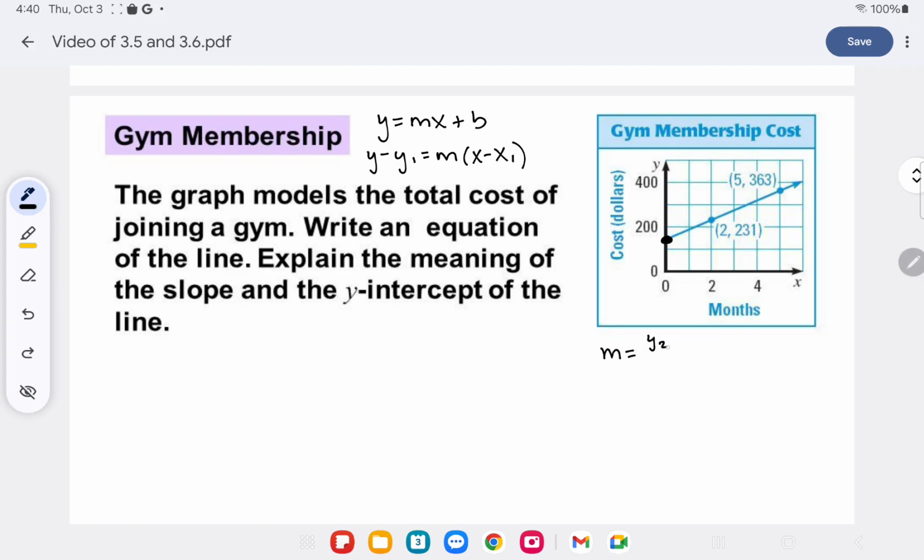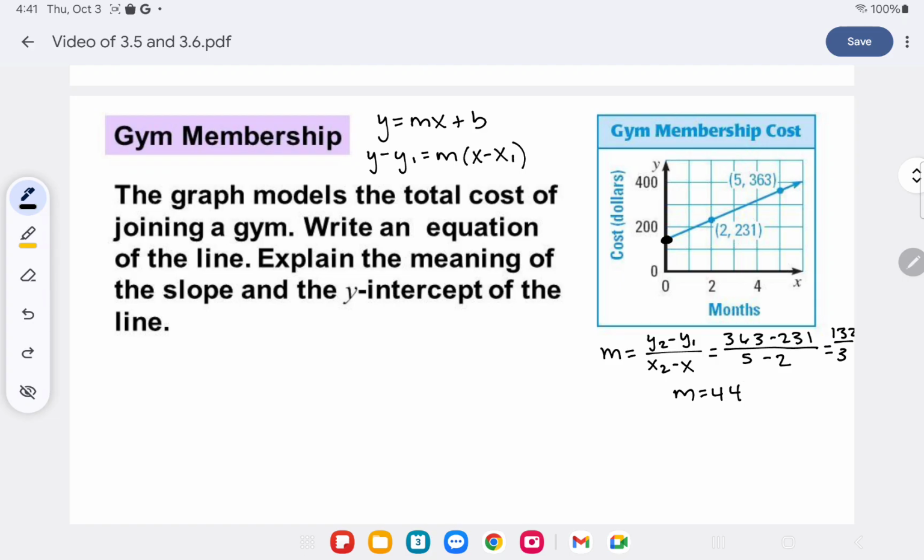So I'm going to use our formula for slope and plug in our y's and our x's to find the change in y over the change in x. So 363 minus 231 over 5 minus 2. So we have 132 over 3, or 44.